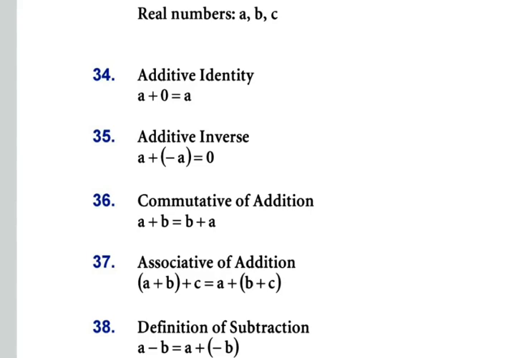Now the basic identities of the real numbers. a, b, c are real numbers. Additive identity: a plus 0 equal to a. Additive inverse: a plus minus a equal to 0. Commutative of addition: a plus b equal to b plus a. Associative of addition: a plus b plus c is equal to a plus b plus c. Definition of subtraction: a minus b equal to a plus minus b.